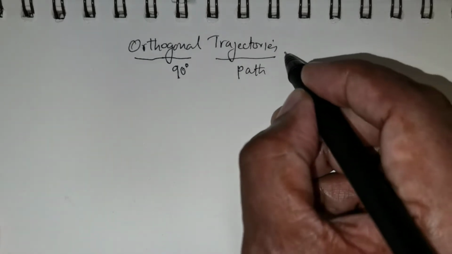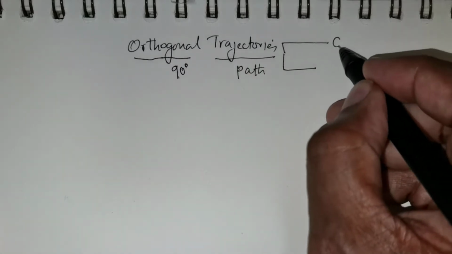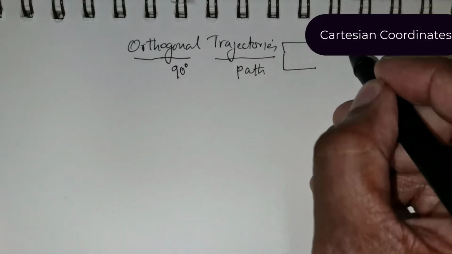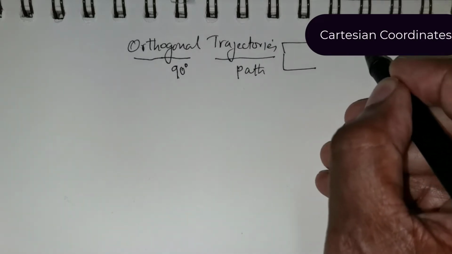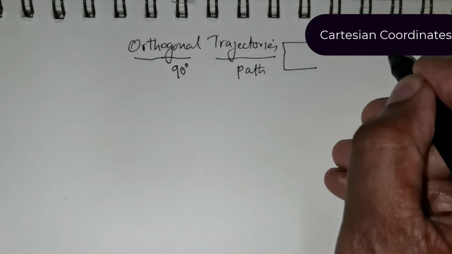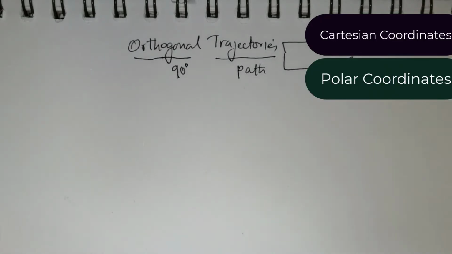Now there are two different types of questions you will encounter in orthogonal trajectories. One is to obtain the relevant equation for the family of curves in Cartesian coordinates, and the other is to obtain it in polar coordinates. So we will be handling these two types.